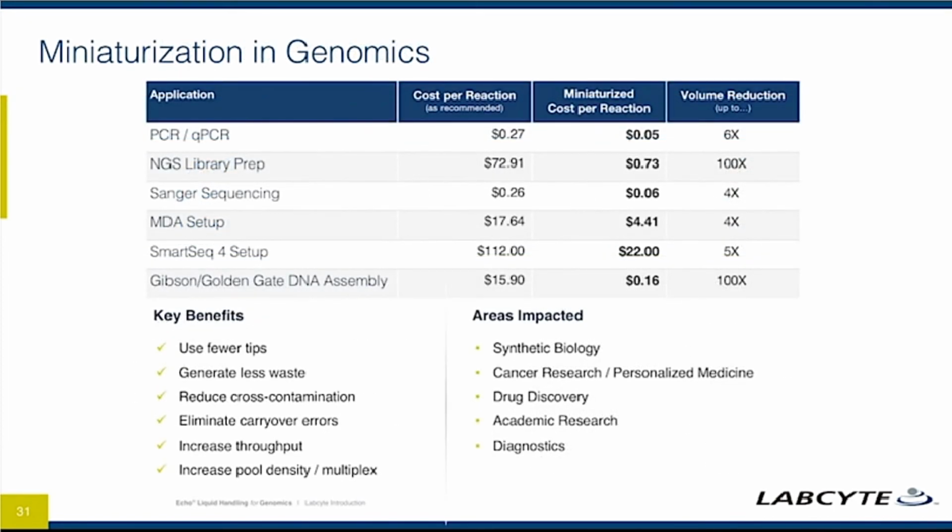I just want to give you a flavor for the extent of miniaturization that is possible with the Echo liquid handler. The examples that I'm showing here are from the genomics field, but I think they give you a perspective on what is feasible anywhere up to 100-fold. And of course, this is going to be direct savings in terms of reagents, but also if you are utilizing very precious samples, then that sample is just going to go that much farther for you.